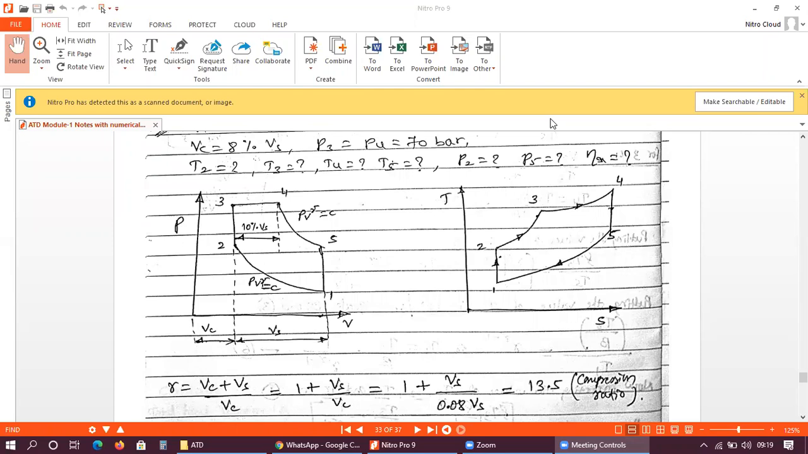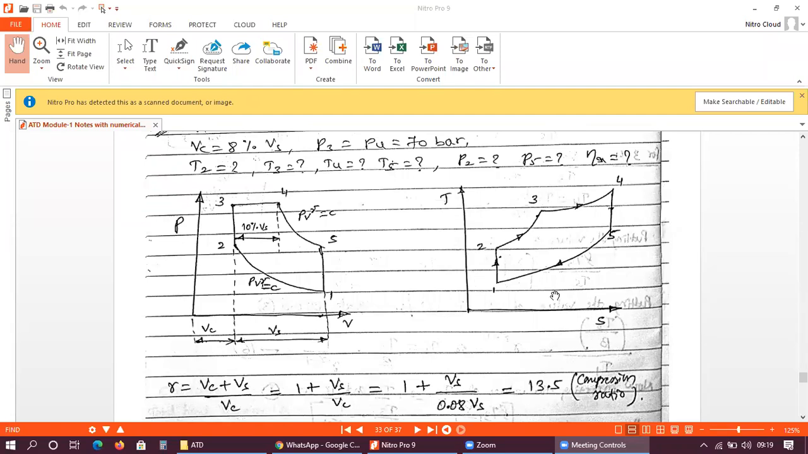Okay, we have gone through all the processes of the dual combustion cycle. To understand this dual combustion cycle, first you should be very much familiar with the Otto cycle. Along with that, you should be very much familiar with the diesel cycle. It is a combination of both the Otto cycle and the diesel cycle.